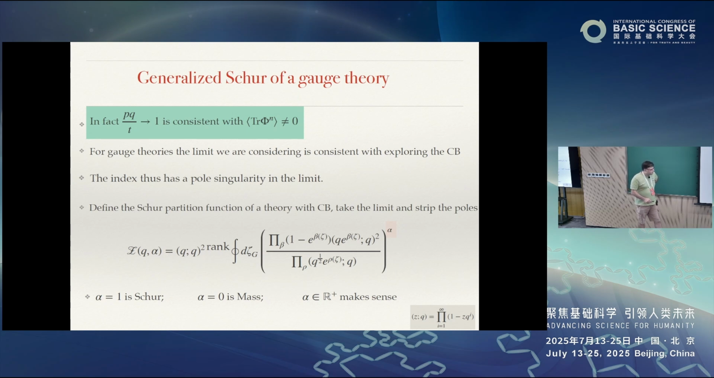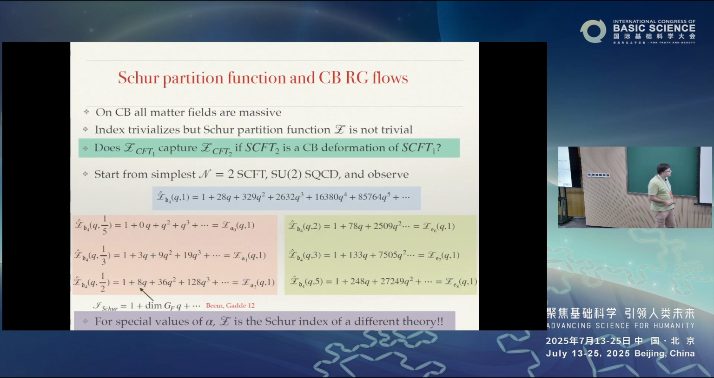Again, alpha equals 1 is Schur, alpha equals 0 is the mass. And in principle, any alpha makes sense, but if you take negative alphas, then you will have divergences on the contour of integration. You need to treat that somehow. I don't want to deal with that, so I will assume that alpha is a positive real number. But probably this can be dealt with also. Okay, so this is the definition of this Schur partition function.